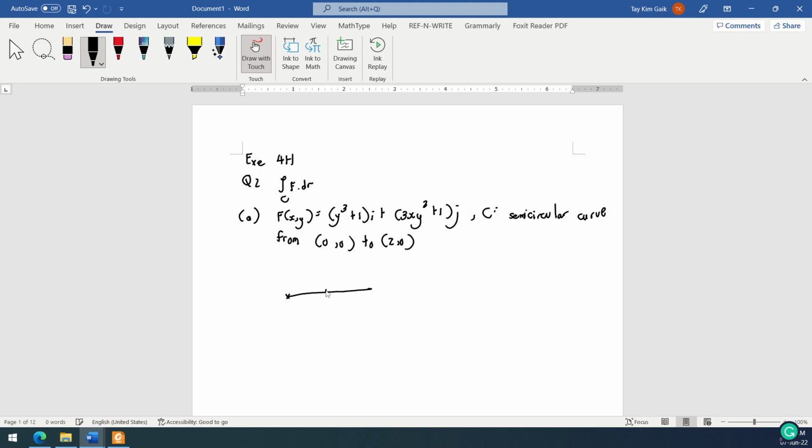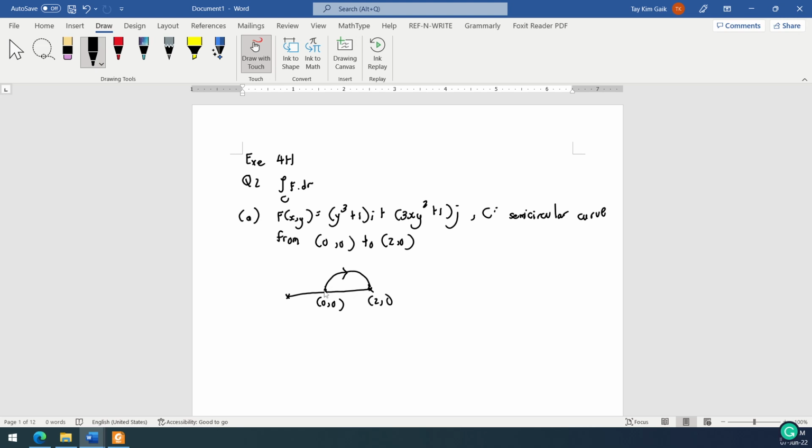Let's say here it's (0, 0), then (2, 0), x is 2, y is 0. Semicircular curve, why call it semi? From (0, 0) to (2, 0). So in this case, they are semicircular, from (0, 0) to (2, 0).